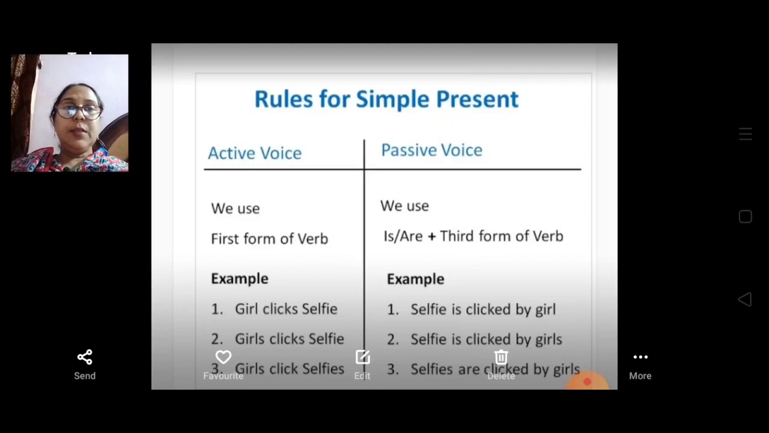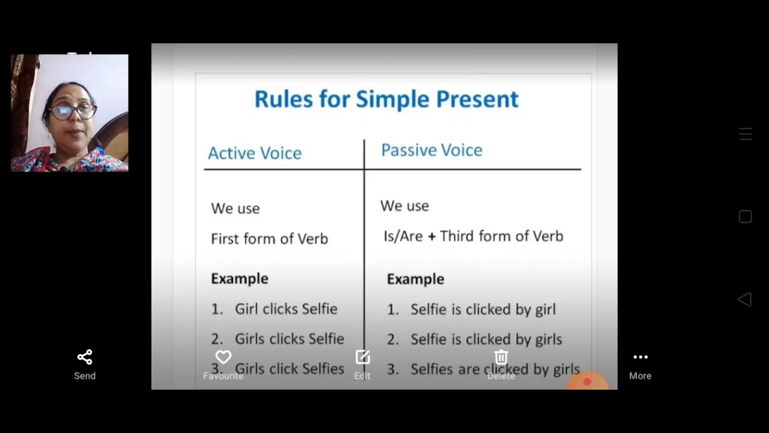In the rules of simple present tense, whenever we are changing to passive voice, we should always remember that is, am, or are, a linking verb, will be there, and then the third form of the verb will be used. Now a few examples are given in this clip. You can see the example: girl clicks selfie. Making active to passive voice, you can see: selfie is clicked by girl.